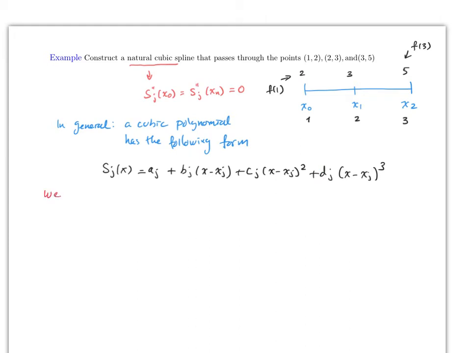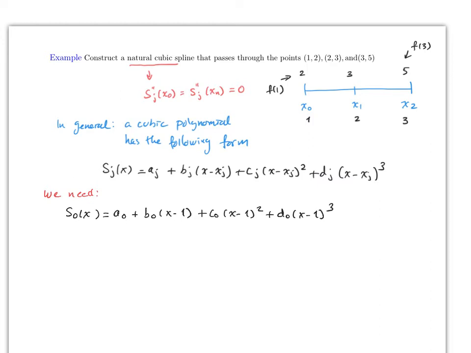Here we need only two. We need S0 of x, which would be a0 plus b0 times (x minus x0), which is 1, plus c0 times (x minus 1) squared, and then d0 times (x minus 1) cubed. So we need this one.